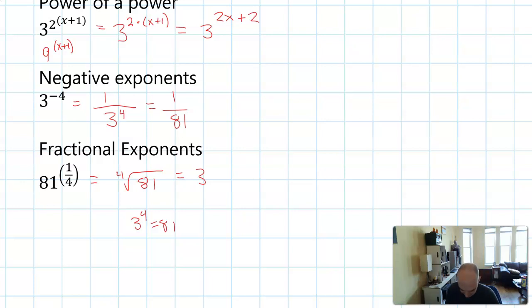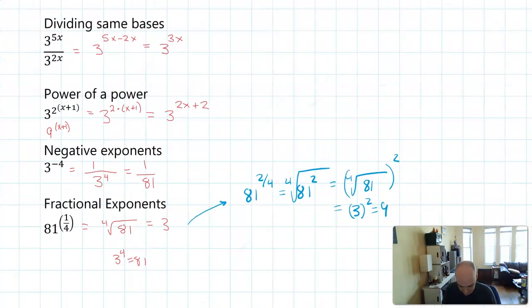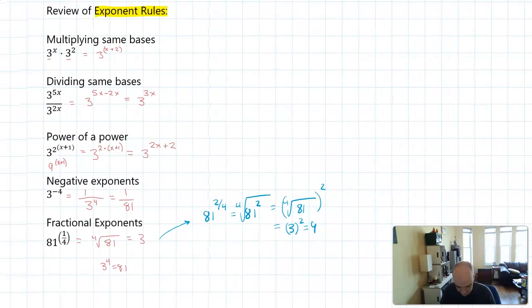One more property I didn't write here that's a combination of these is if you have 81 to the 2/4, that's the same as 81 squared to the 1/4 power, the 4th root. But you can also think about it as the 4th root of 81 squared, and since the 4th root of 81 is 3, that's the same as 3 squared, which is 9. So if you have nested fractional exponents, you can also use other properties. Here are all those rules in one. Make sure you're familiar with them. If you need any extra practice, please let me know.